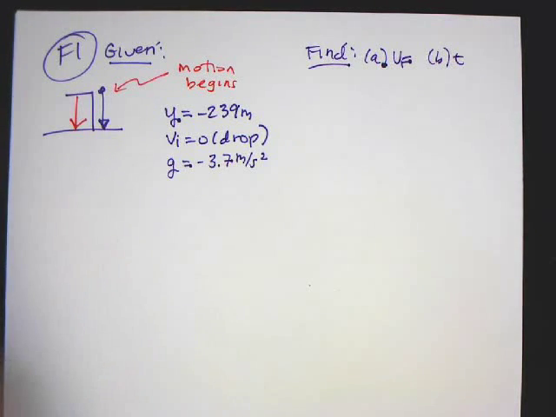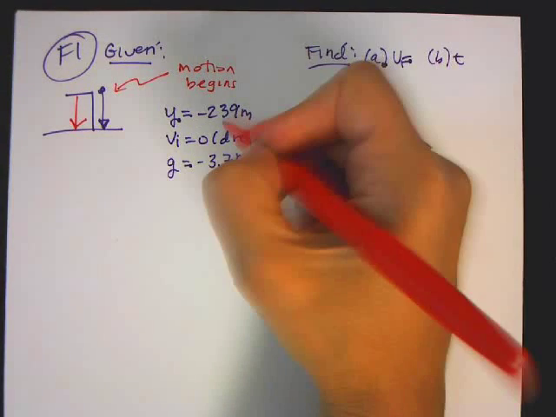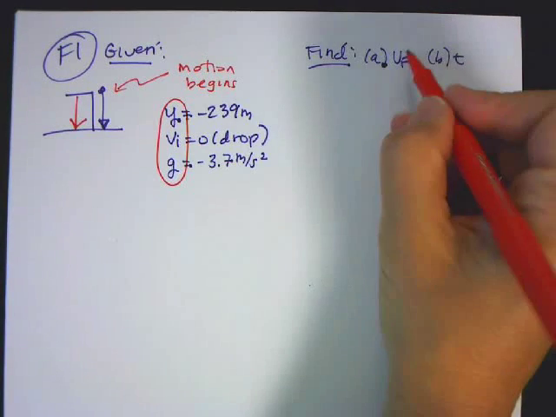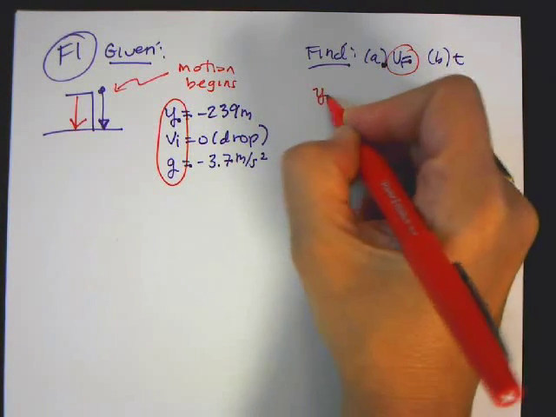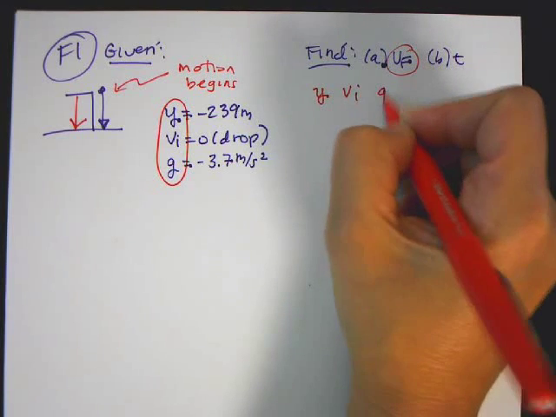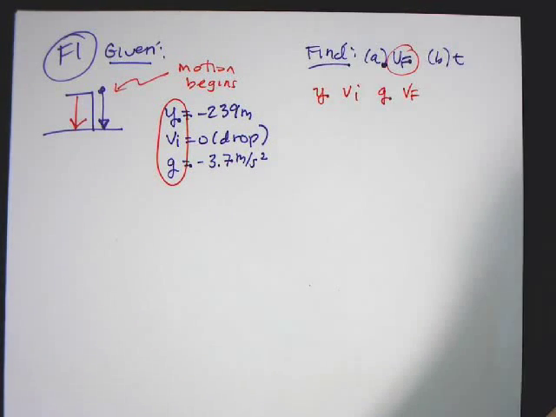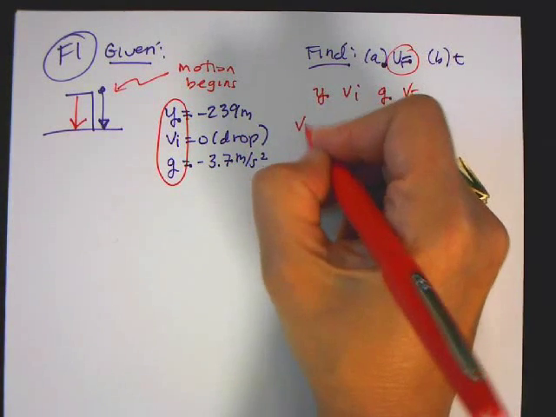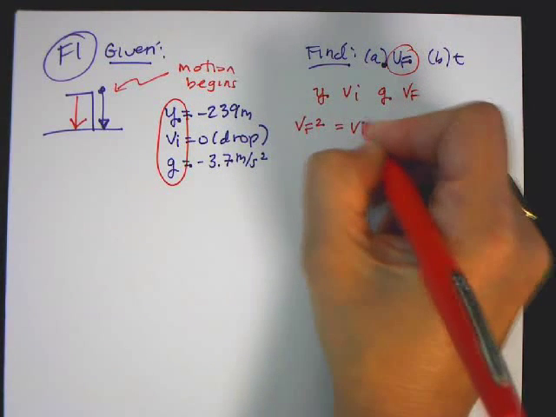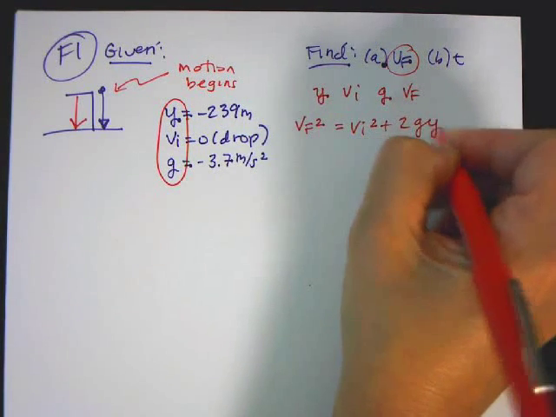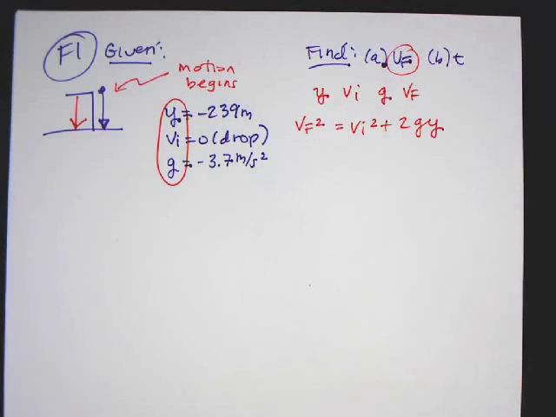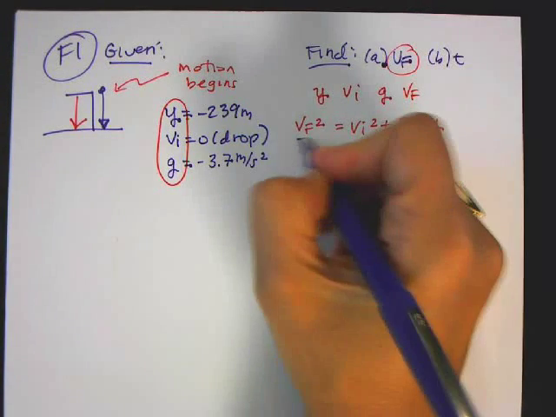So the first thing I'm going to do is say, well, what variables do I have? So here's the 3 I'm given, and this is what I want to find. So I have Y, I have VI, I have G, and I want to find VF. So I'll use the equation VF squared is equal to VI squared plus 2GY. Now I want to solve for VF.